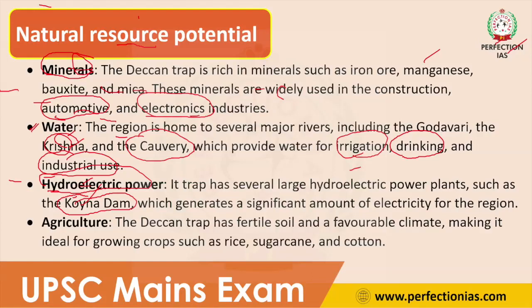The next important thing is agriculture. The Deccan Trap region has fertile soil. This region is gifted with black cotton soil. This black cotton soil is very much suitable for cotton, sugarcane, and also rice and tobacco. Because of this black soil resource, this region is rich in agricultural production, mainly sugarcane and cotton.